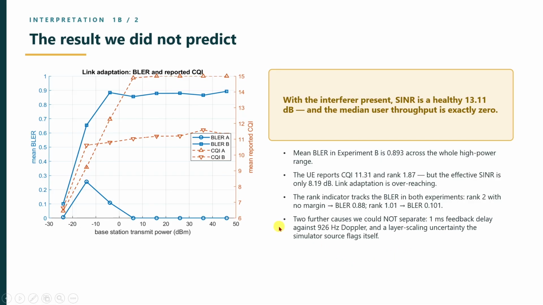There are two further causes we could not separate: 1 millisecond feedback delay against the 926 Hz Doppler, and a layer scaling uncertainty, the simulated source flag itself. So the scaling is established, the rank over-selection is established, but which of the remaining two dominates is not established.